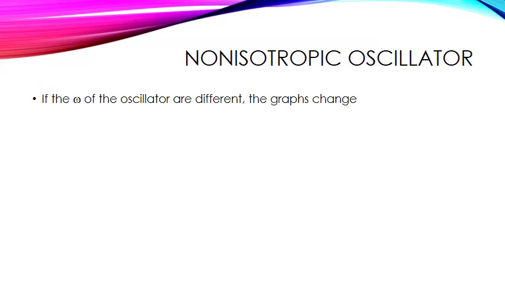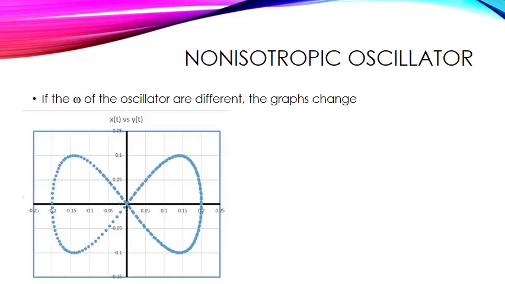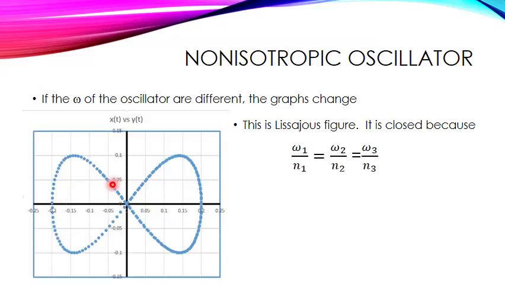Well, what is a non-isotropic oscillator? Basically, if the angular frequencies of the oscillations in the x, y, or z axis are different, it's a non-isotropic oscillator, and you get a graph that looks like this. Now, this is a special type of graph. It's called the Lissajous figure, I believe. And this figure is closed because it comes back on itself over time. To have this, you've got to have a special condition between the oscillators' frequencies and the number of oscillations it takes to get back.